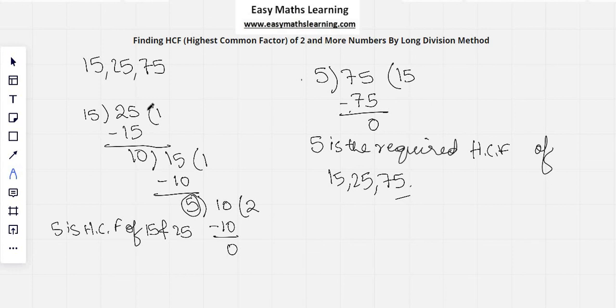In my previous videos, I have also shown you how to find the HCF by the prime factorization method, and regarding LCM, by division and also by the prime factorization method.